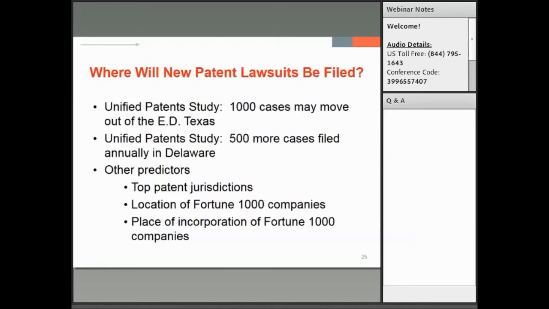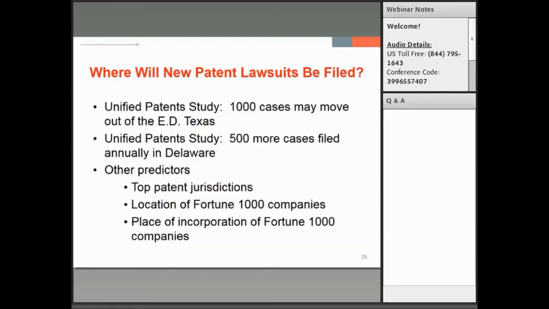The next question is, where will new patent lawsuits be filed? Unified Patents, a group that some of you may be familiar with, made up of about 60 patent owners who try to combat non-practicing entity litigation, performed a study on patent venue. They predicted that 1,000 cases may move out of the Eastern District of Texas, that Delaware is likely to handle approximately 500 more cases per year, and there seems to be agreement on the increase in patent filings in Delaware pretty much across the board, no matter who you listen to.